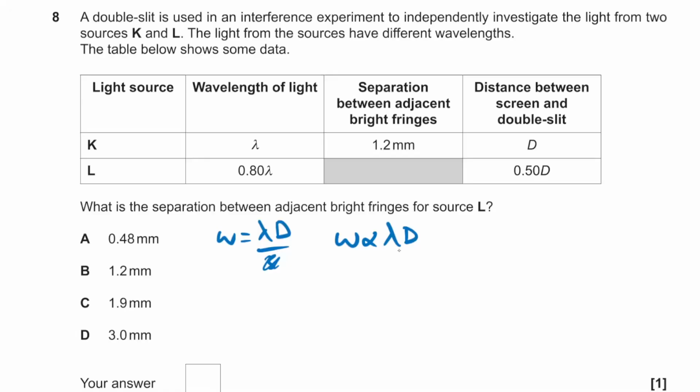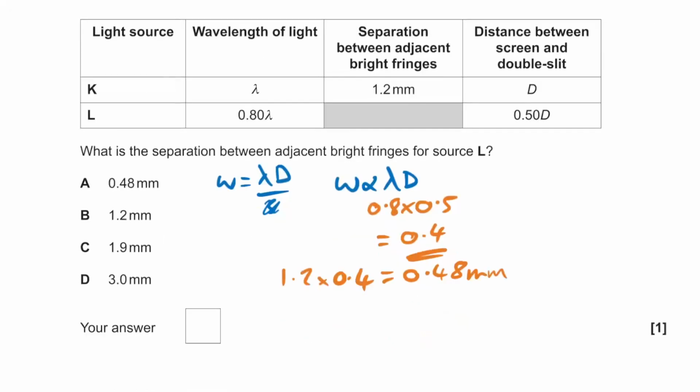So all we have to do then is put in what's happening. This is going to 0.8 of its original value, and this is going to 0.5 of its original value. So therefore it's going to 0.4 of its original value. So if it was 1.2, now it's going to be 0.4. So therefore it's going to be 0.48. So the answer is A.